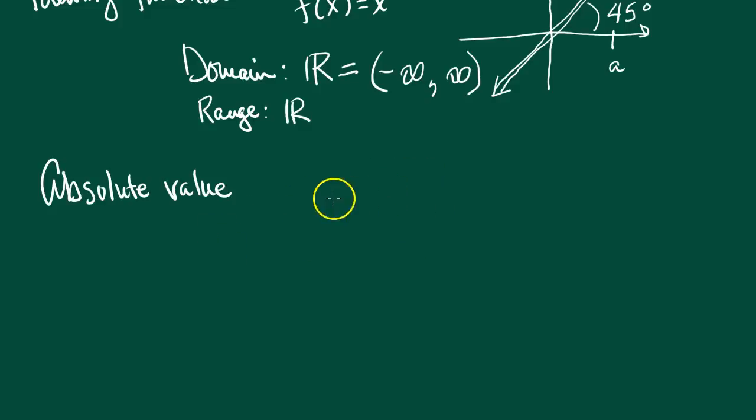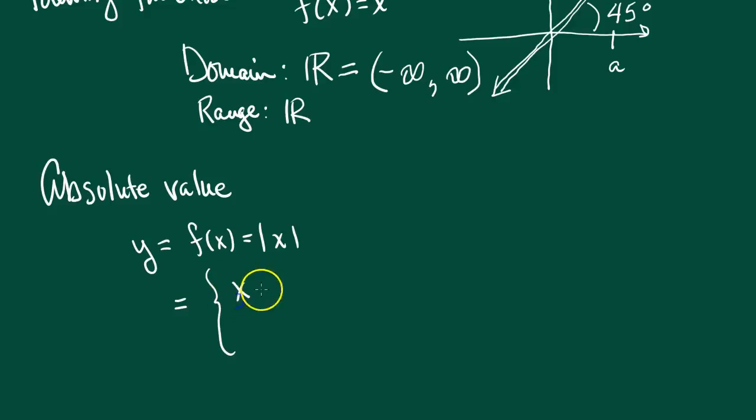Okay, absolute value. Y, or f of x, we denote it this way. And we've also talked about the absolute value function as a piecewise function, equal to x if x is greater than or equal to 0, equal to negative x if x is less than 0. So, the drawing.